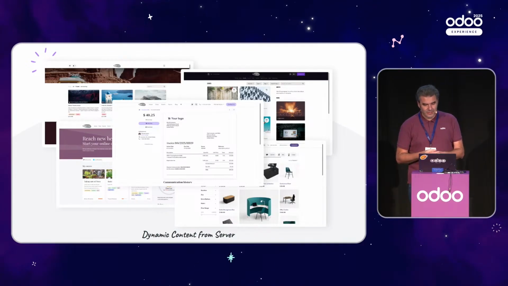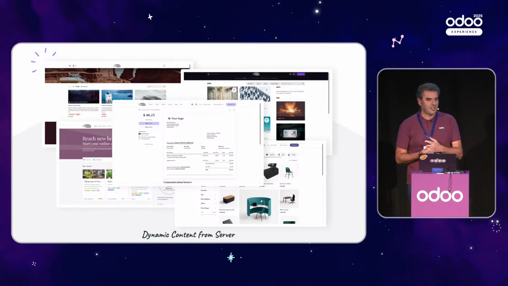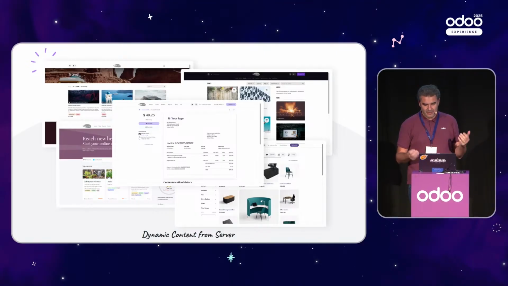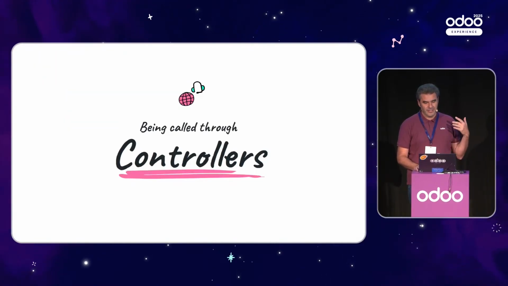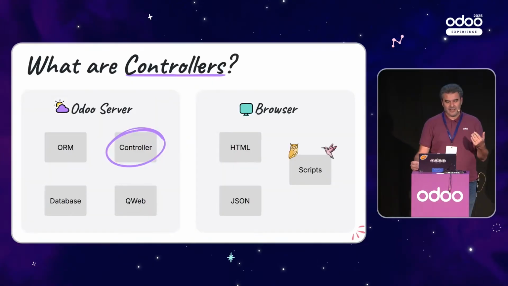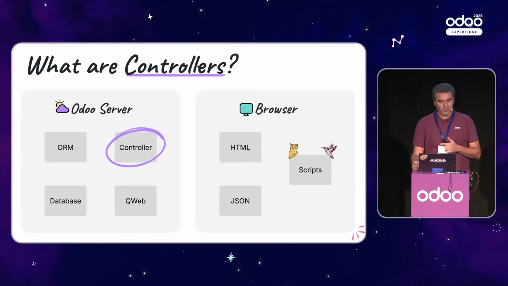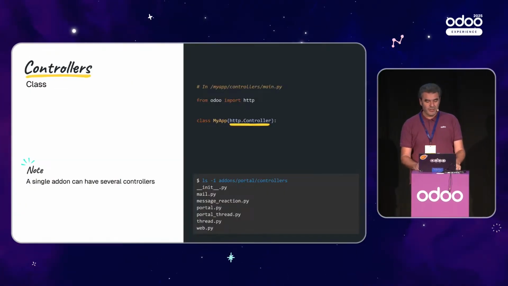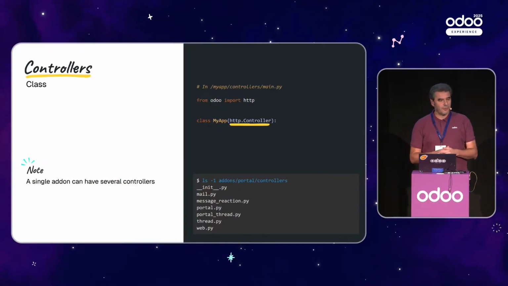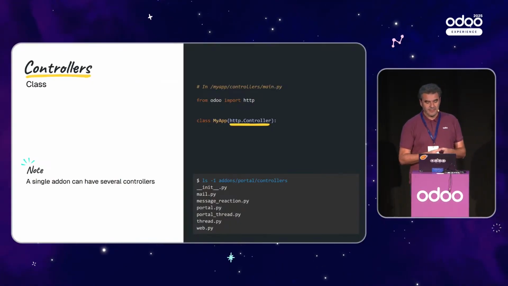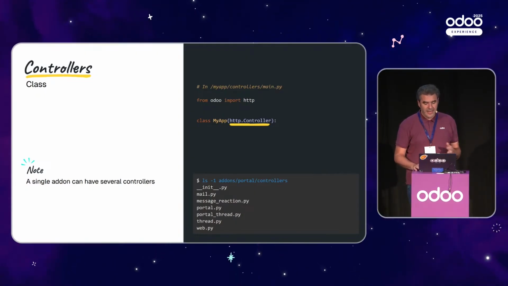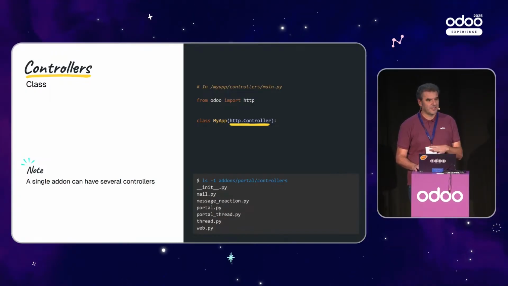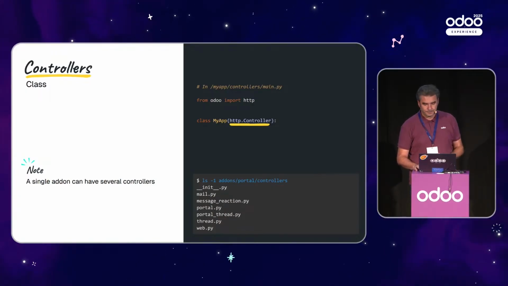And this is achieved by a layer of the Odoo HTTP layer, which is named controllers. And those controllers are actually Python classes that run within the Odoo server process. So how does it look? In the controllers folder of your add-on, the class has to extend Odoo HTTP controller. You can have several controllers inside one single add-on to distribute the responsibilities of your endpoints.